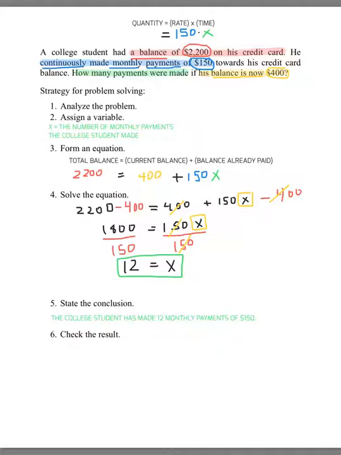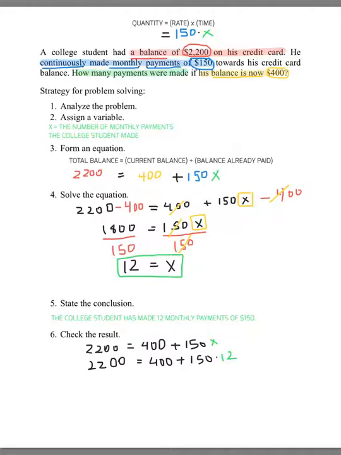Again, when checking the result, you want to start off with the original equation found in step 3. So we'll have 2,200 is equal to 400 plus 150x. However, we now know the value of x. We're going to go ahead and substitute that in. Everything else will remain exactly the same. And now we know that x is equal to 12. So we'll substitute that in its place.